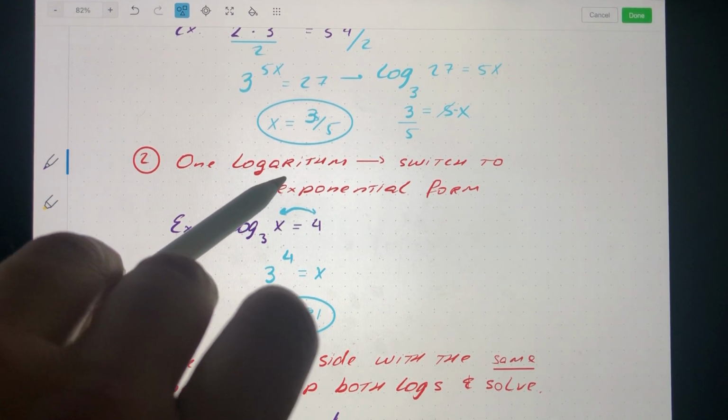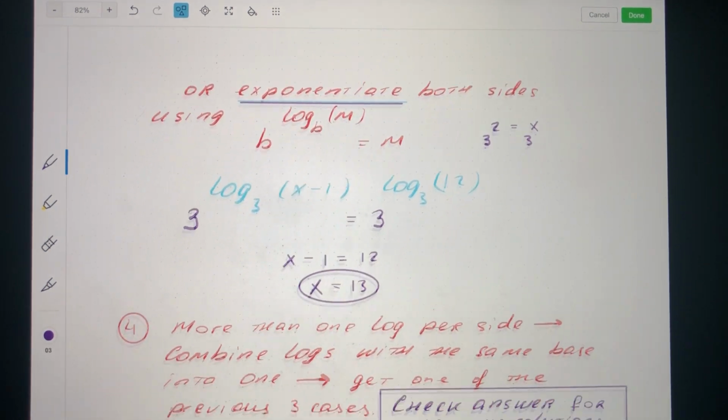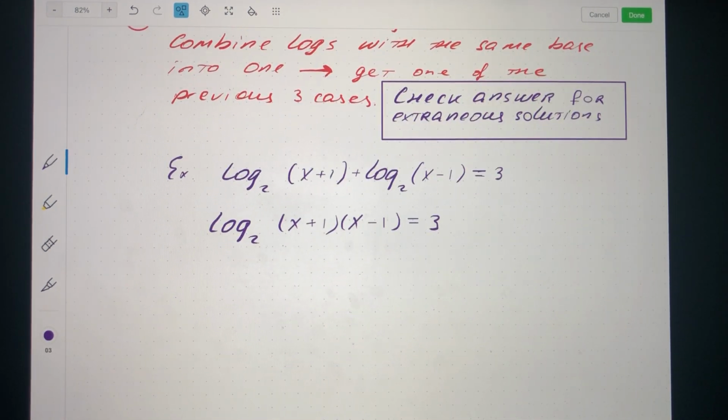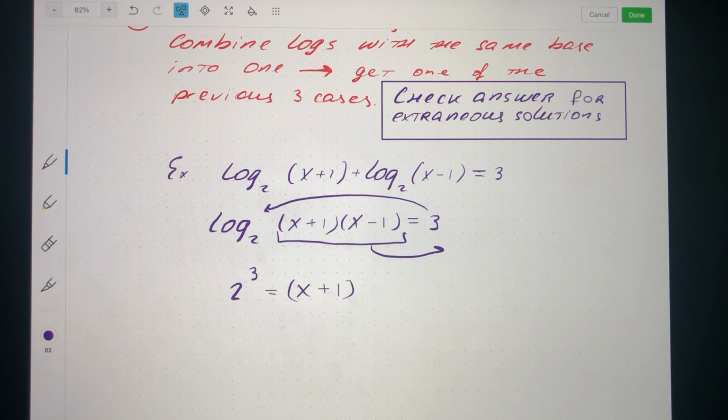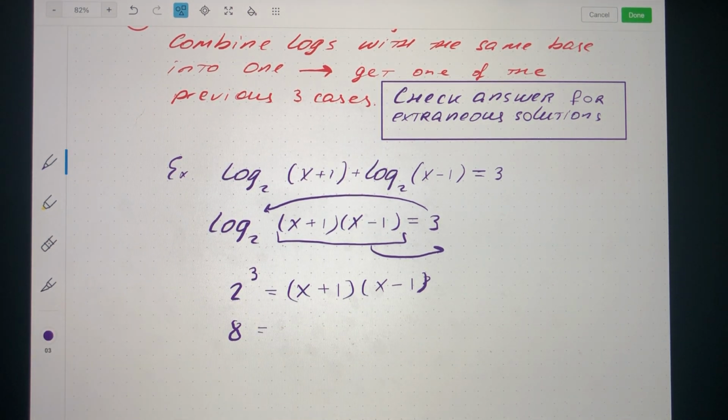And the method is we switch to the exponential form. So here it goes. We keep the base on the bottom and we switch the input with the output. So 2 gets the 3 and the rest of the question goes on the other side. Well, 2 to the third happens to be 8. Now we multiply through to see what else we have.